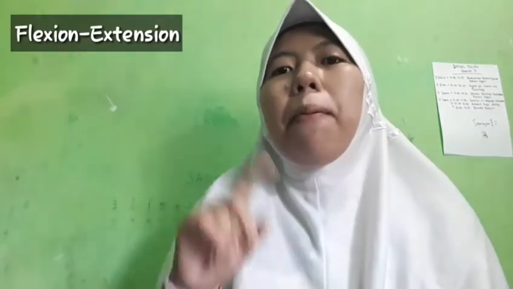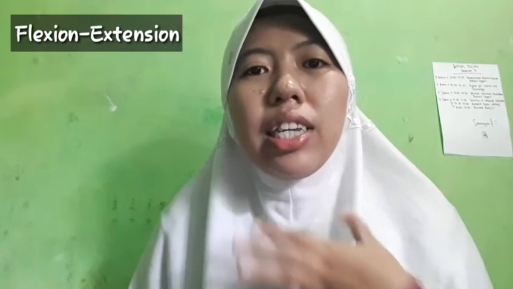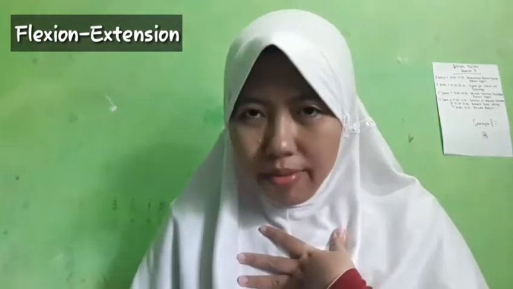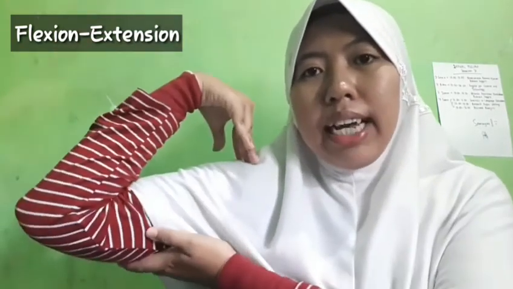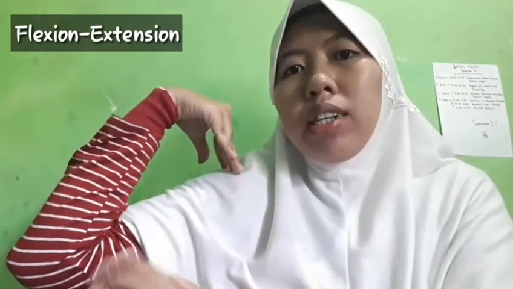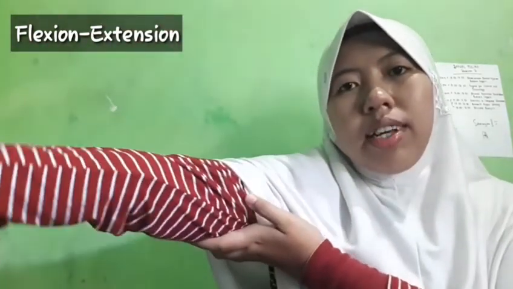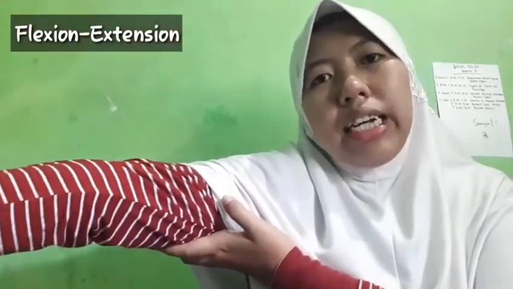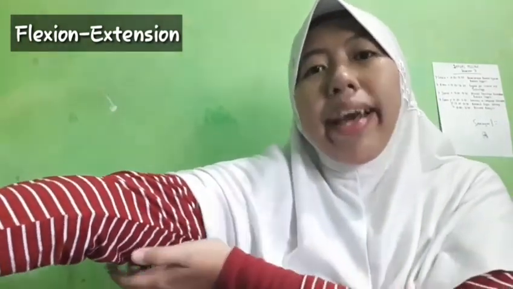The first one is flexion and extension. Flexion and extension are usually movements forward and backward from the body, such as nodding the head. And this one is extension. It means increasing the angle between two bones or straightening a bend. And this one is flexion. It means decreasing the angle between two bones or bending.